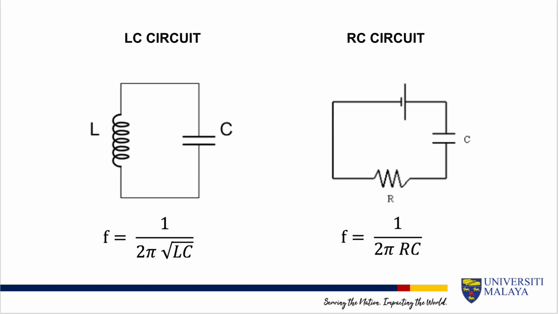Two common examples of RC oscillator circuits include the RC phase shift oscillator circuit, the Wien bridge oscillator circuit, and also the 555 timer. All of these simply use a resistor and capacitor to generate the oscillation.